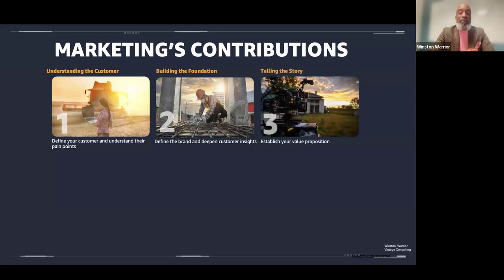Number 3, you've got to tell a story. You have to establish the value proposition. What does that mean? That means I'm not just going to say, hey, I have this new thing called an iPod, come get it. We know it's going to solve their pain point. We know they're probably going to like it because we've done the research and the insights, but they still need to know what it is.